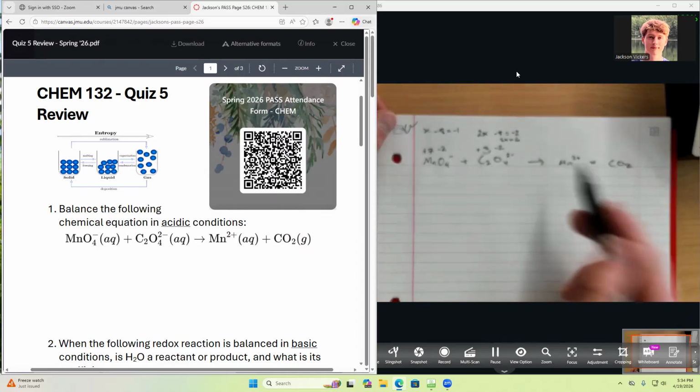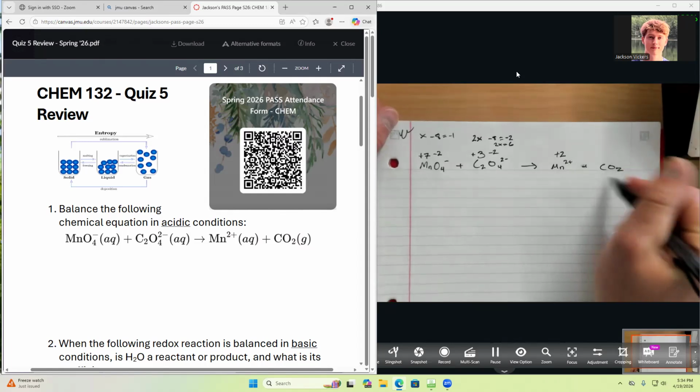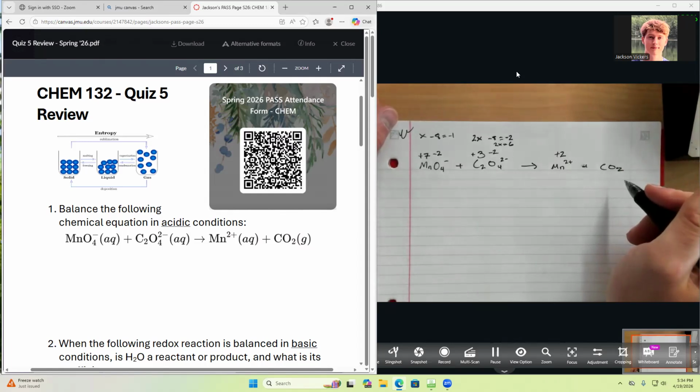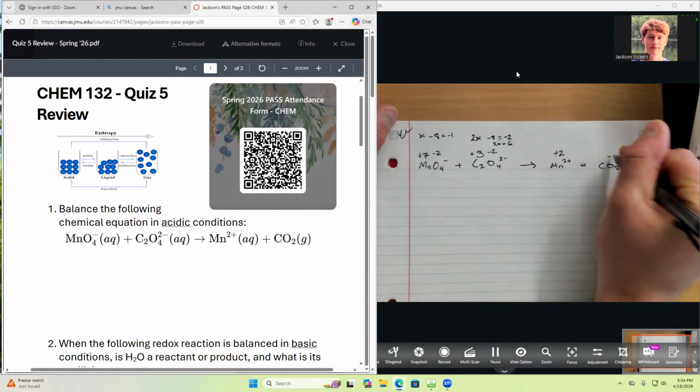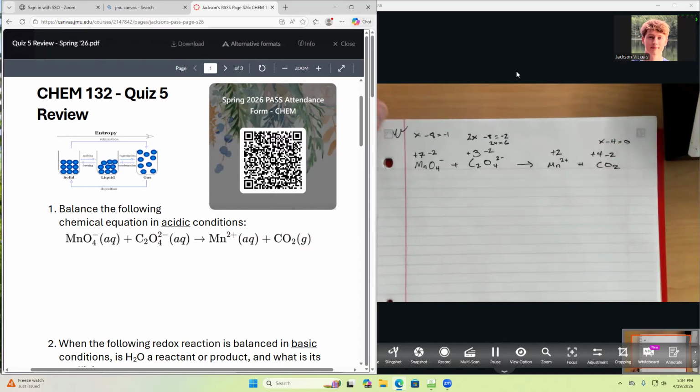Mn2+, this one's easy. 2 plus, +2. CO2, this is a neutral compound, so we're going to keep it equaling 0 overall. Again, O is -2. We have 2 of them, so it's -4. x minus 4 equals 0. So carbon here has to be +4. This is the first step on these problems. Now we need to see what is being oxidized, what's being reduced. So as a reminder, what is oxidation?